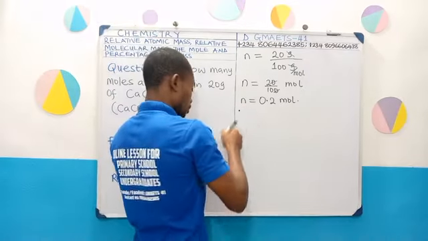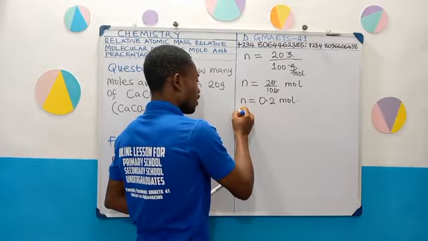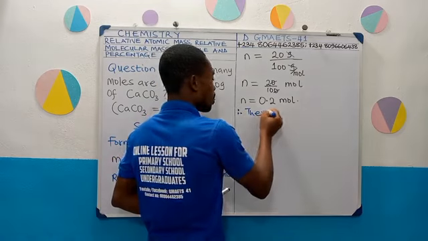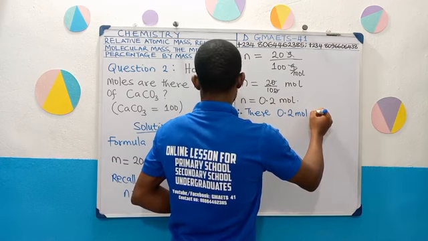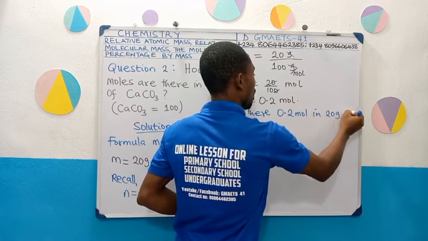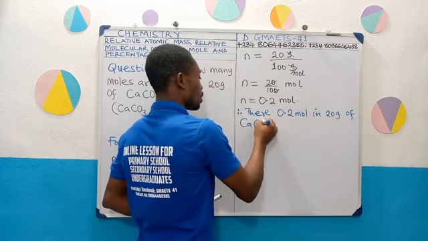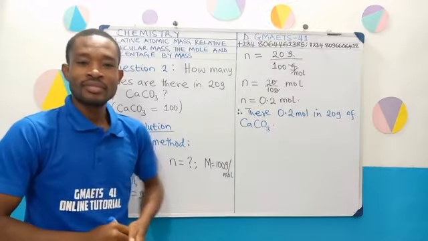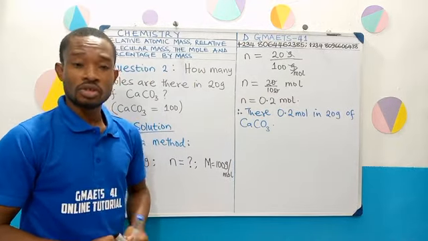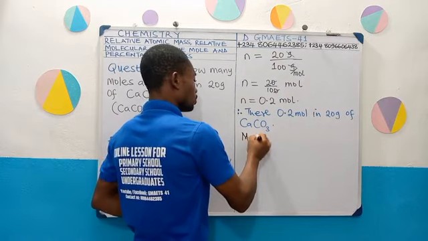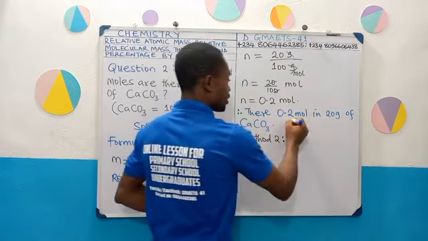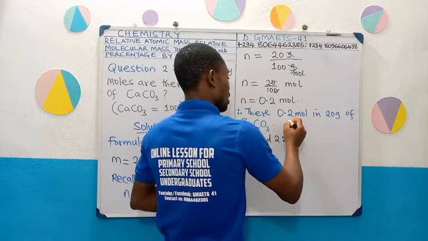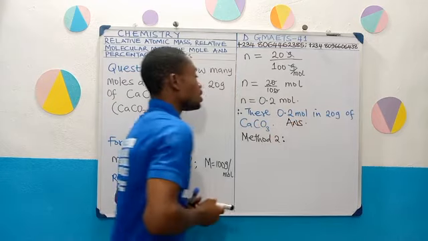So I can say, therefore, use blue marker to do the conclusion. Therefore, there are 0.2 moles in 20 grams of calcium trioxocarbonate IV. Let us use method 2, the analysis method, and see if we get the same answer. You know, here we have gotten our answer. Just put that. Answer. Now method 2.